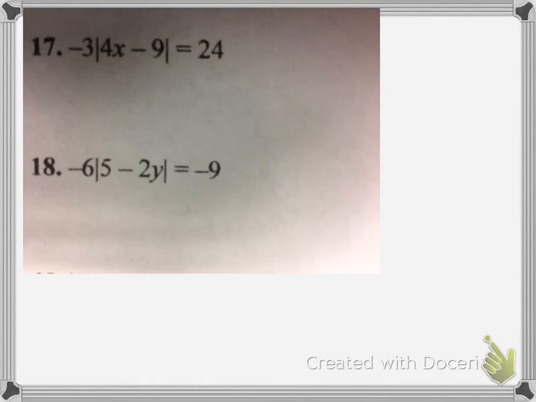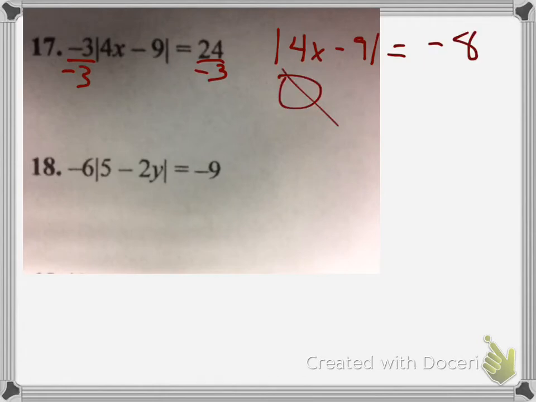17, I want to isolate, so I need to divide by negative 3. That gives me absolute value of 4x minus 9 is equal to negative 8. And again, it can't be equal to a negative, so no solution. No solution for you.